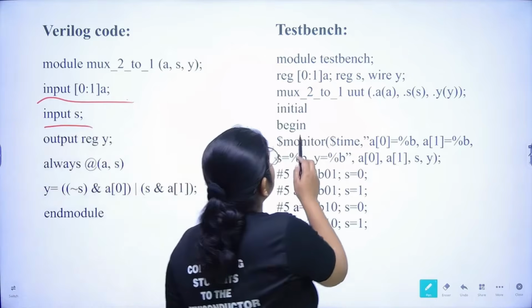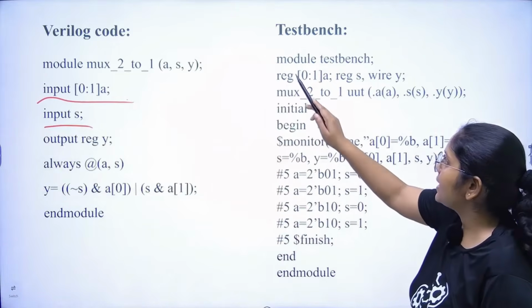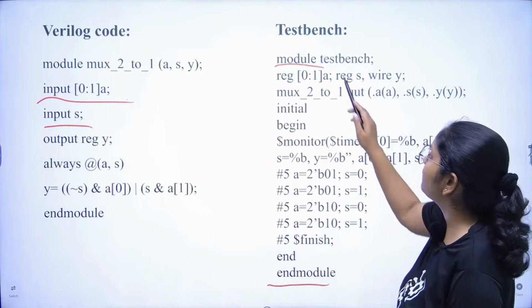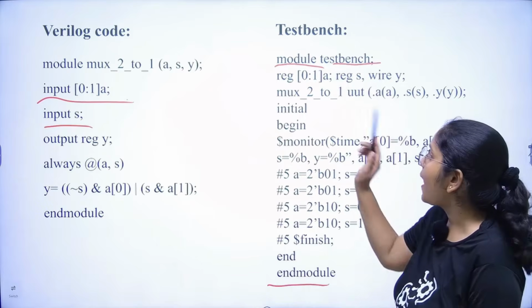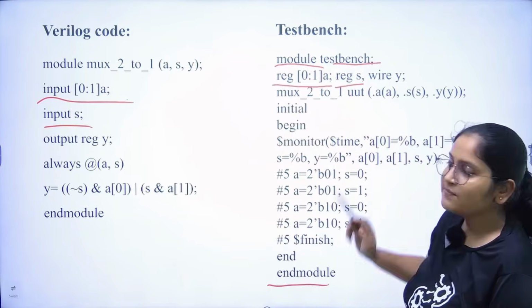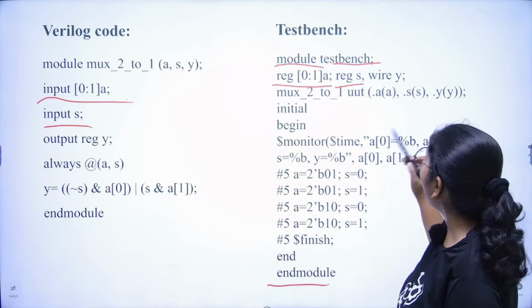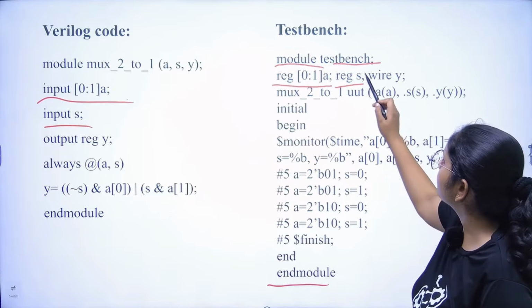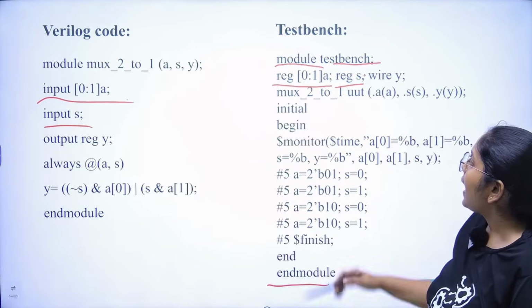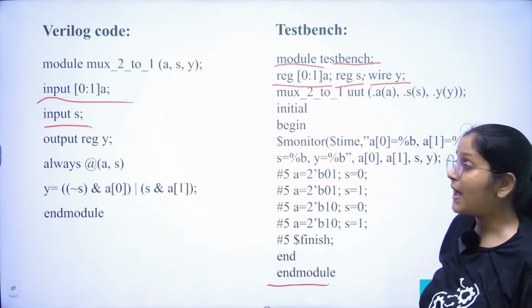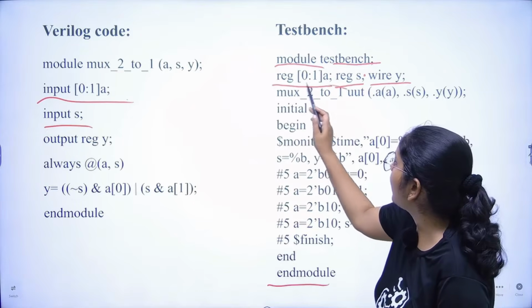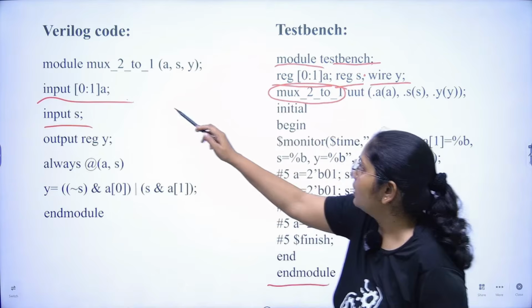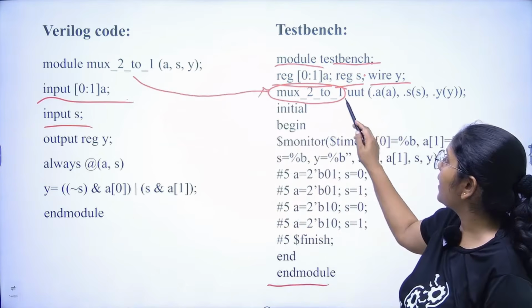So first of all, we have created a testbench module, and we have named it testbench. After that, whatever the inputs were there, we have declared them as reg type. And the output is wire type. And then in the next step, I have taken the name sim, and then I have declared UUT.